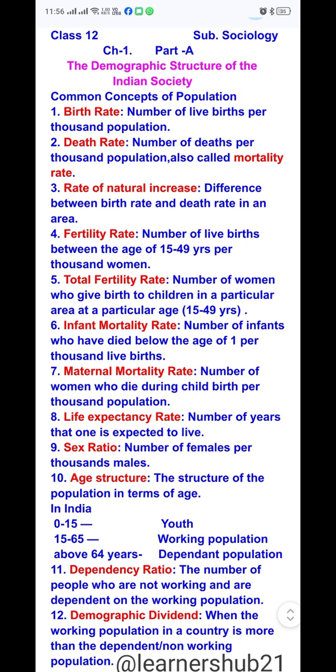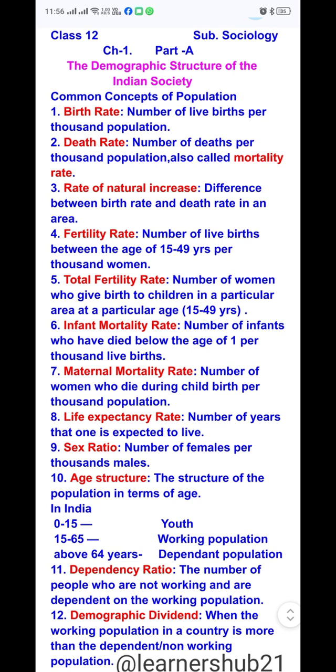And if we count the number of women who give birth to children in a particular area at a particular age, the age being the same, 15 to 49 years, the number of women who give birth between this age group is known as the total fertility rate. In exam, you may be asked, what is the difference between fertility rate and total fertility rate? Similarly, look at the next concept, infant mortality rate.